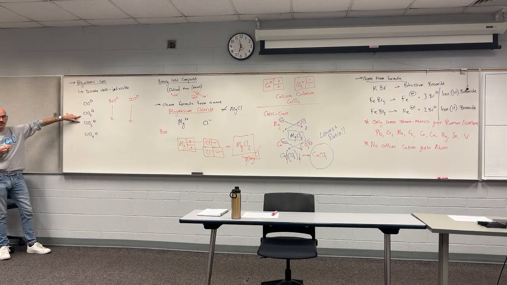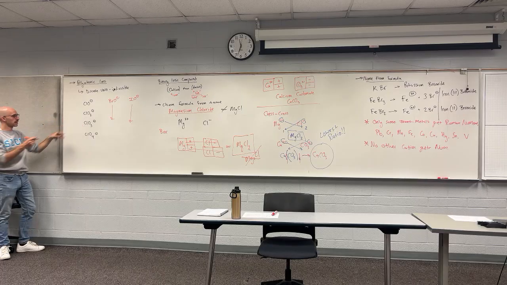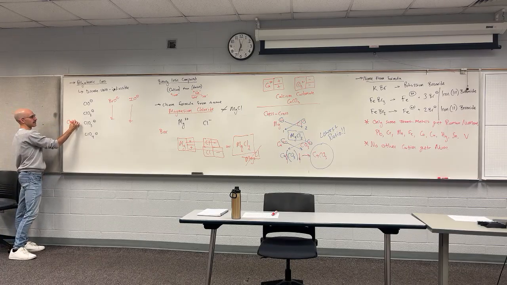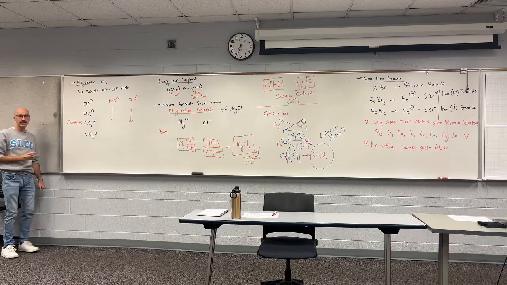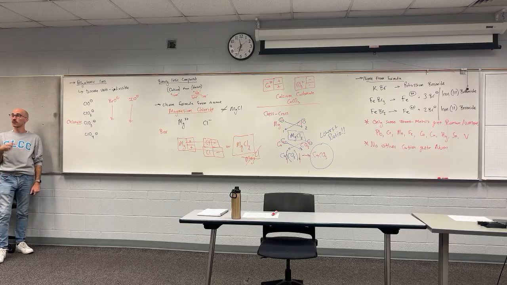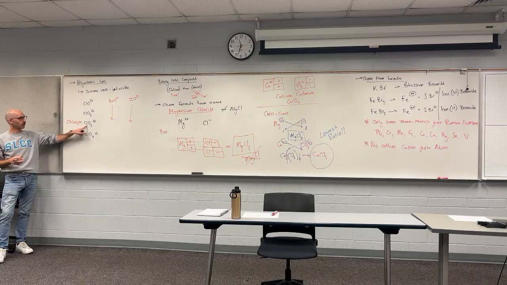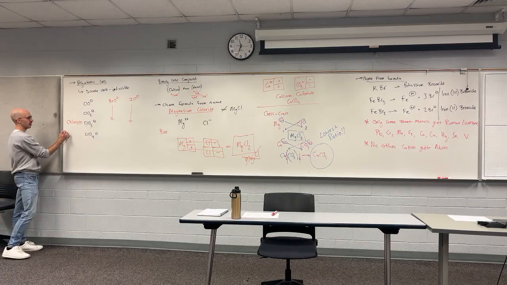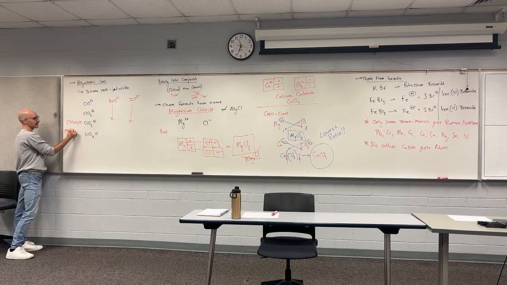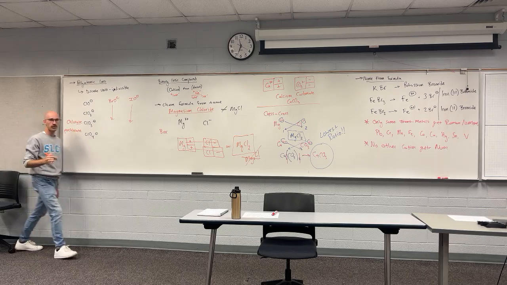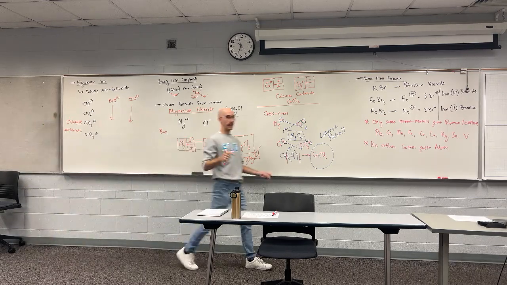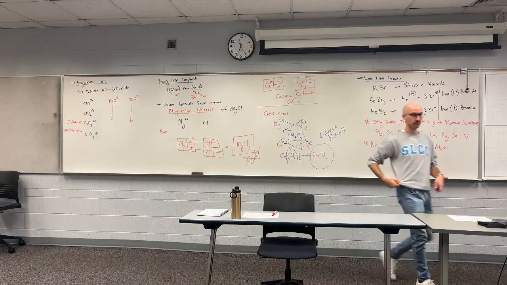These two are the parents of the family. The other two have names that derive from them. ClO3 minus is called chlorate, ATE, not to be confused with chloride, Cl minus. If you have one additional oxygen, we call it perchlorate, similar to how peroxide has one additional oxygen.